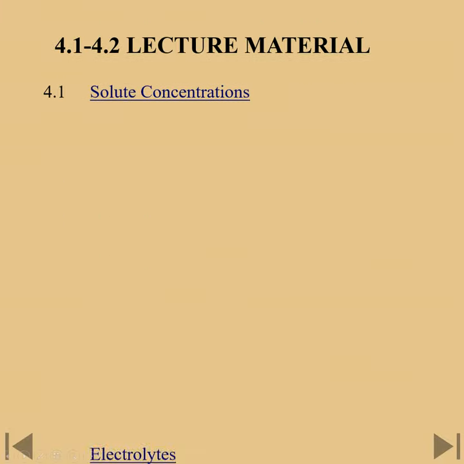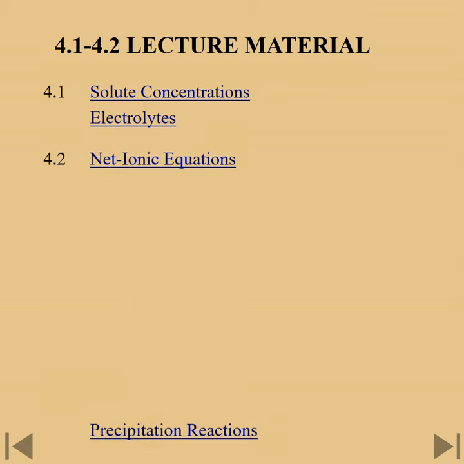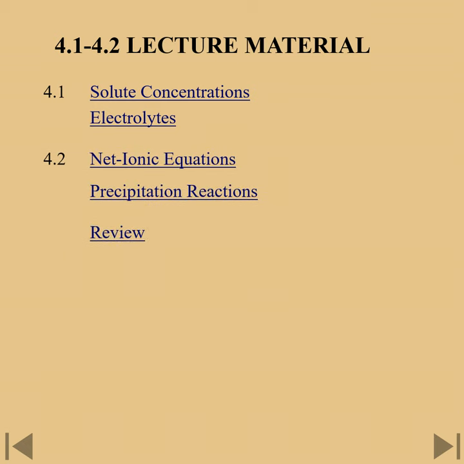We're going to start chapter 4.1 and 4.2. 4.1 is on solute concentrations, so we think of solution concentrations. And then we're going to talk about electrolytes while we're talking about solutions. We're going to get into net ionic equations, where net means that we only show what changes. And then we'll get into a specific type of net ionic equation called precipitation reactions.